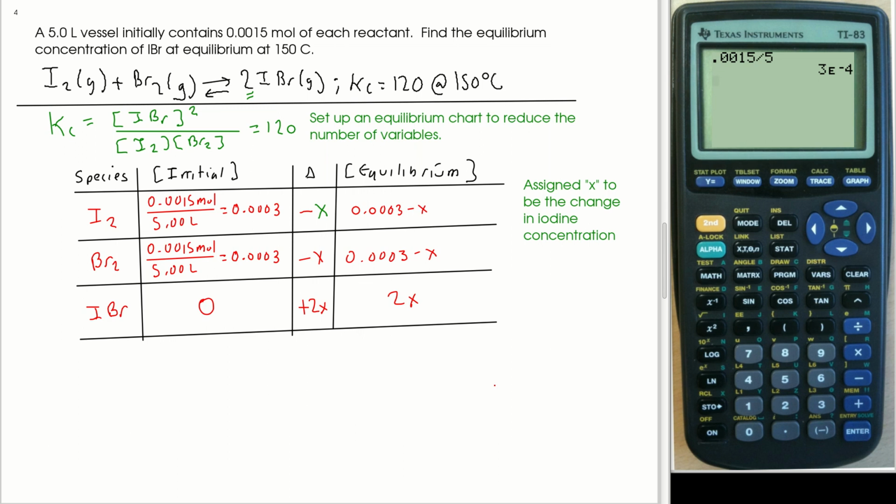So now we're going to plug our equilibrium expressions we have here back into the main equilibrium expression. So Kc is equal to iodine monobromide squared, that's 2X squared, divided by iodine 0.0003 minus X times bromine 0.0003 minus X.